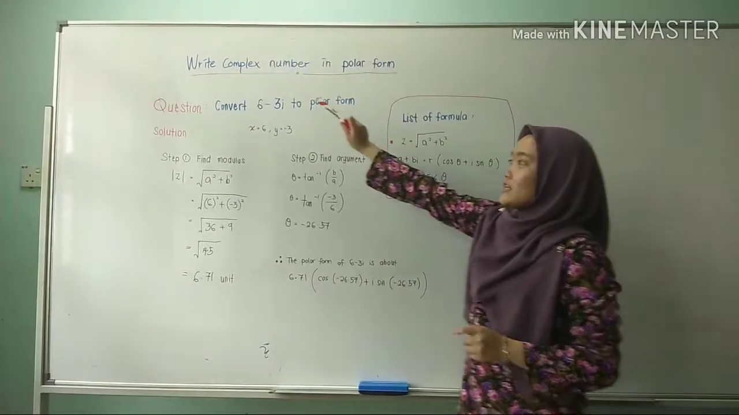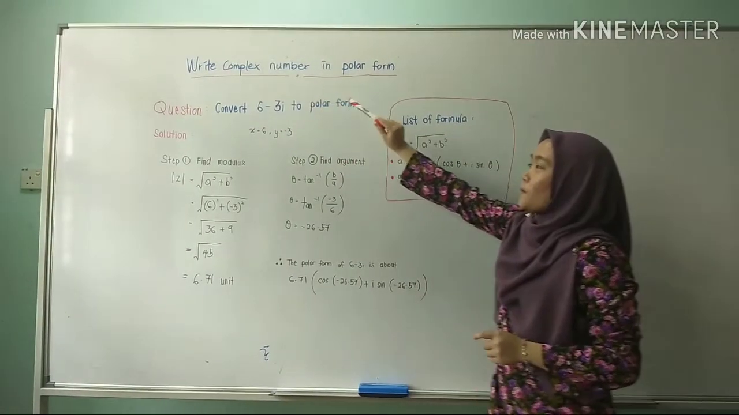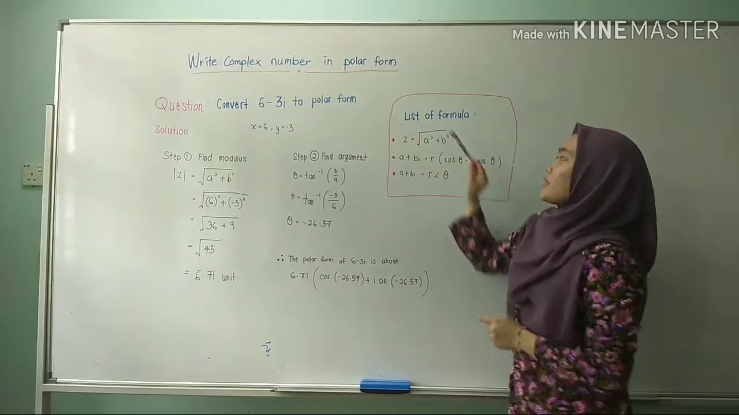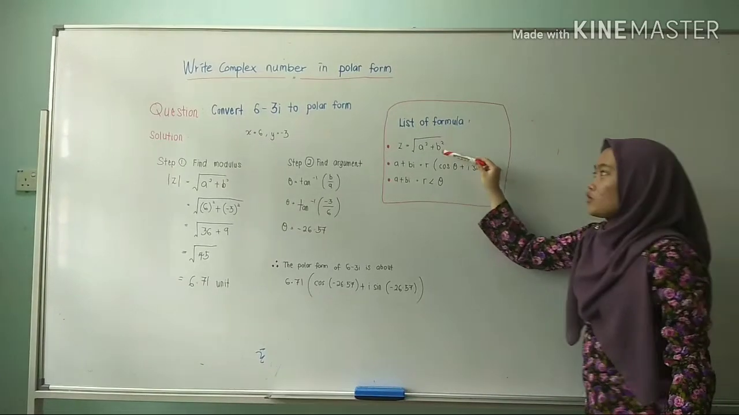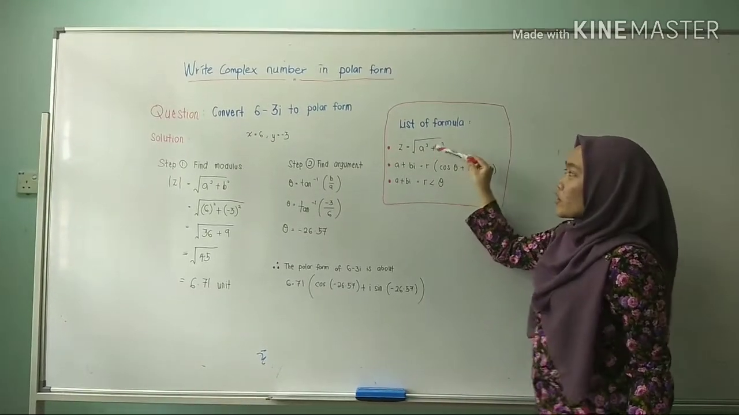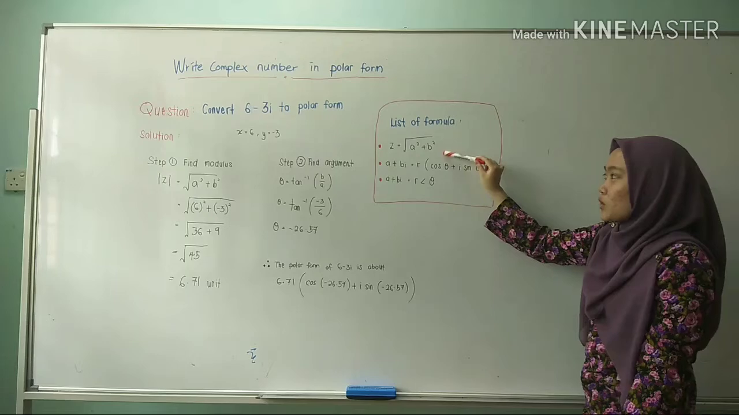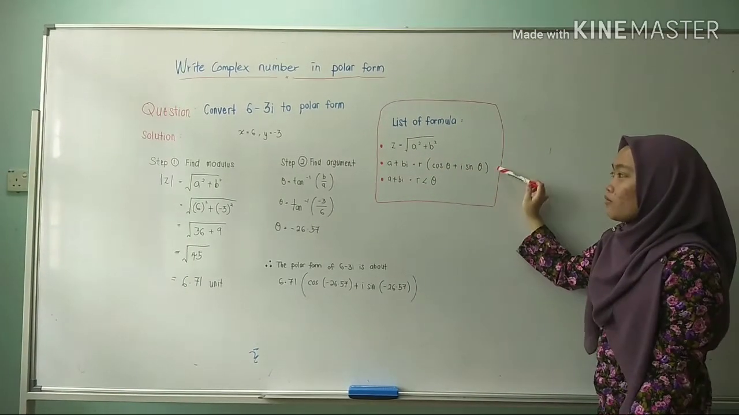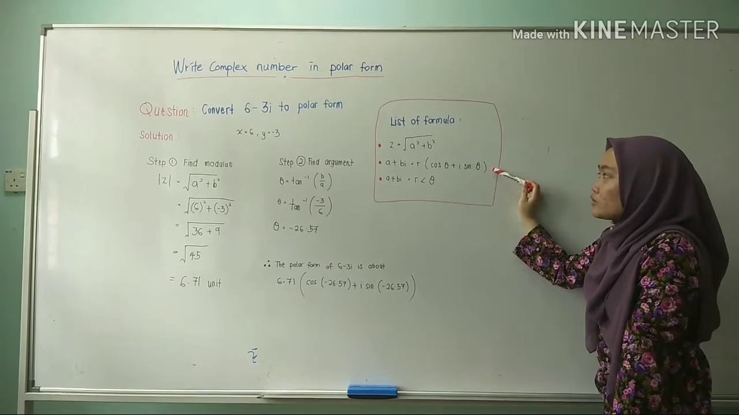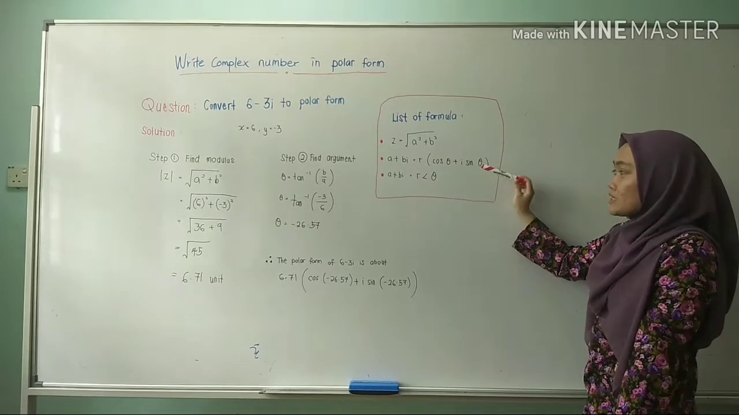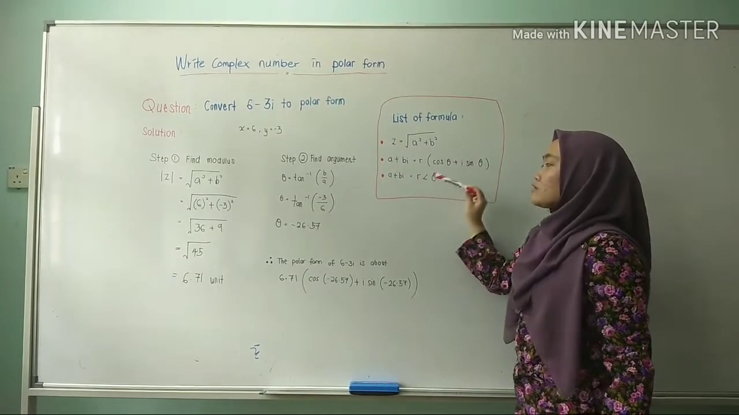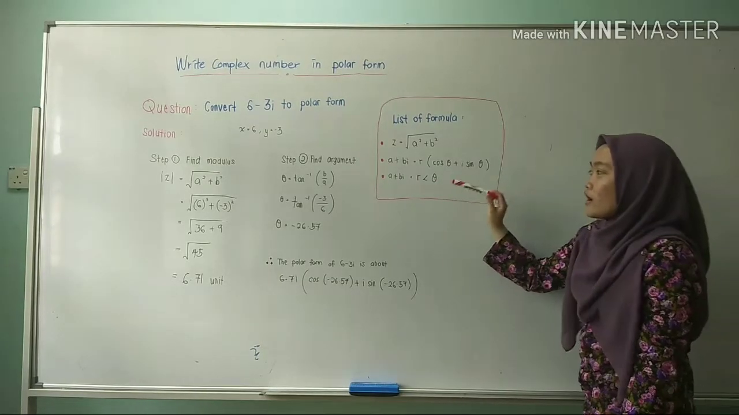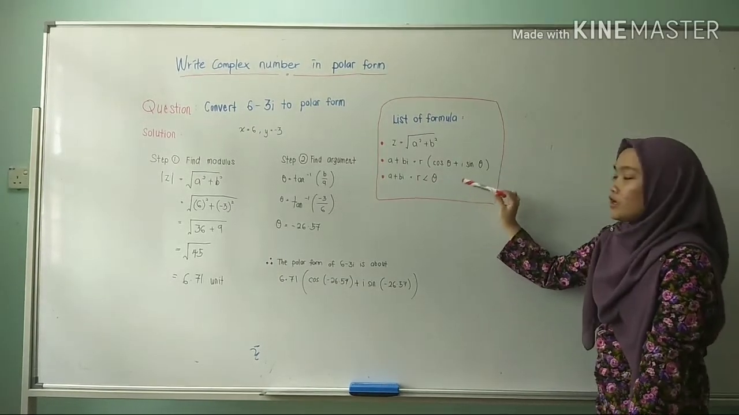The next lesson is on how to write a complex number in polar form. Basically, we know that to find the modulus, we must use the square root of a squared plus b squared. This is the formula for polar form: a plus bi equals r (cos beta plus i sin beta). For a plus bi, the value of r must be less than the value of beta.